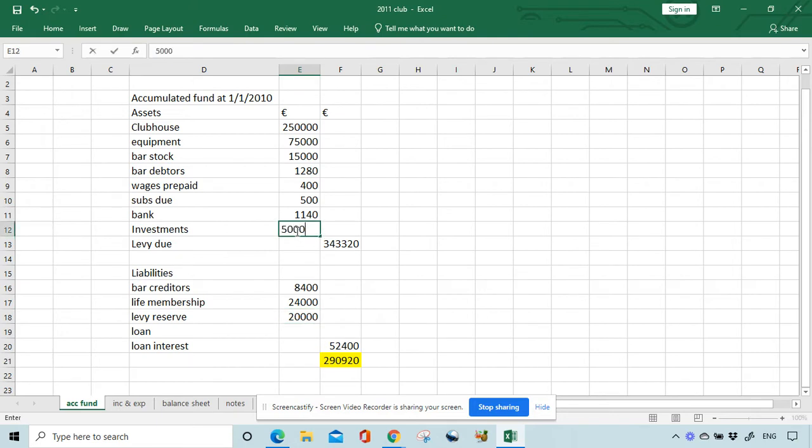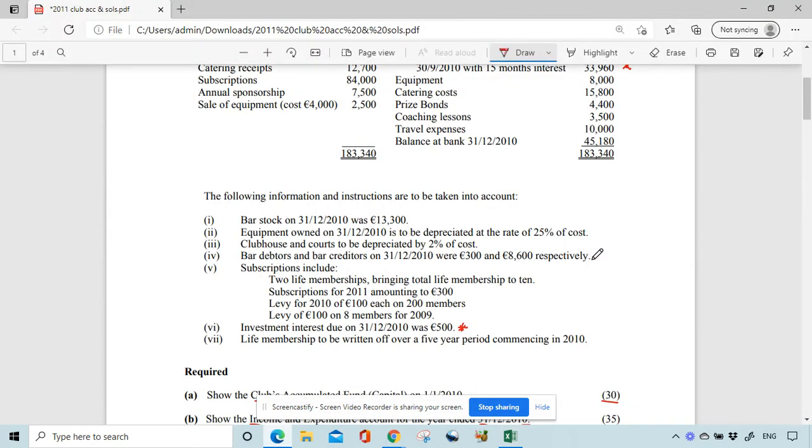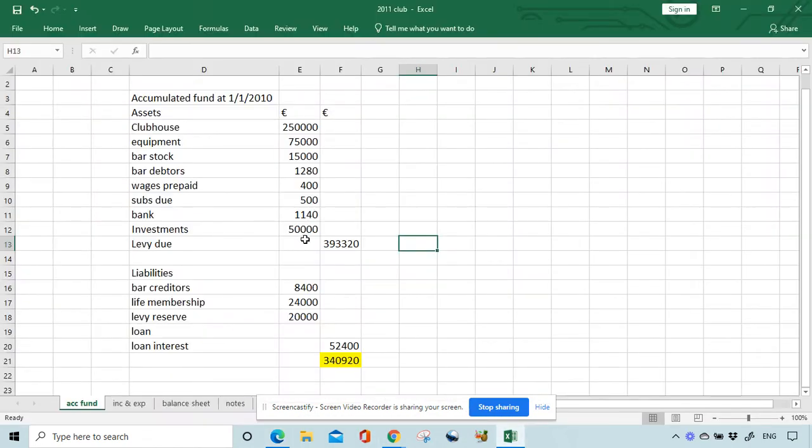So back to the accumulated fund, investment is 50,000. Okay. The last thing here in the accumulated fund, if we look at our question, I'm looking for stuff from last year. Generally in the subscriptions tab, look here, levy of €100 on 8 members for 2009. That's last year. So €800 is the levy due from last year, €800. So that gives us an accumulated fund of assets of 394,120. We just need to do the note now on the loan and the loan interest.